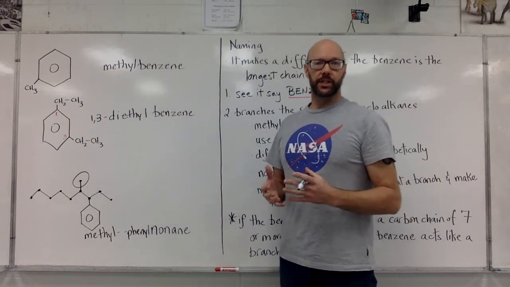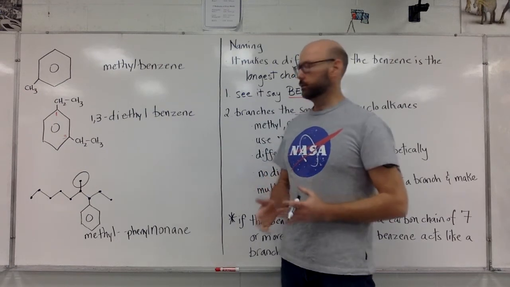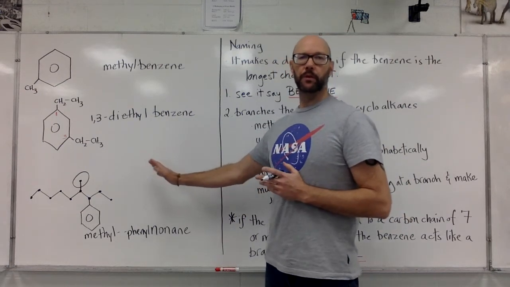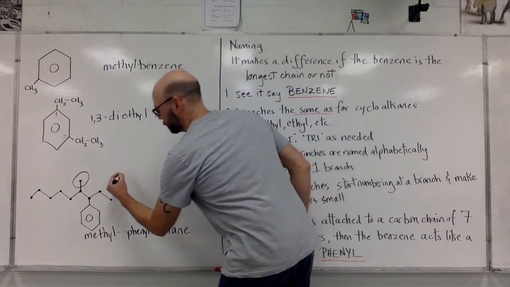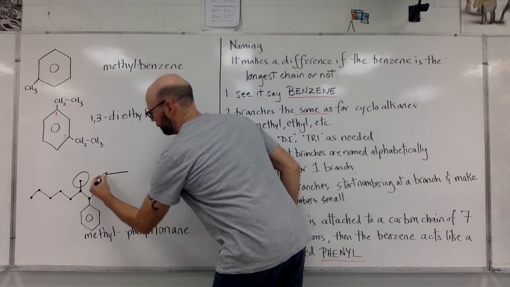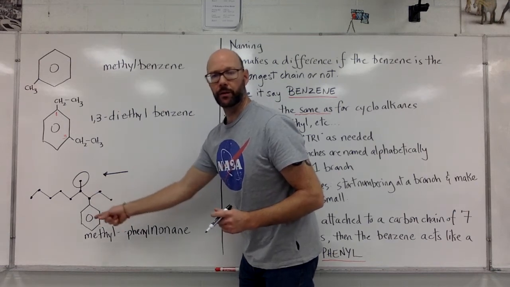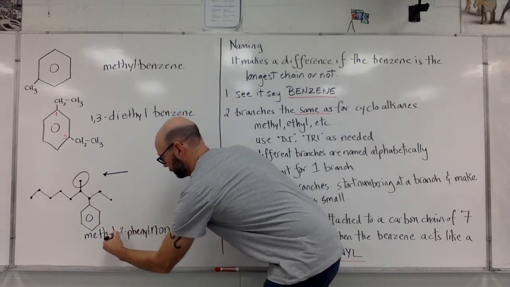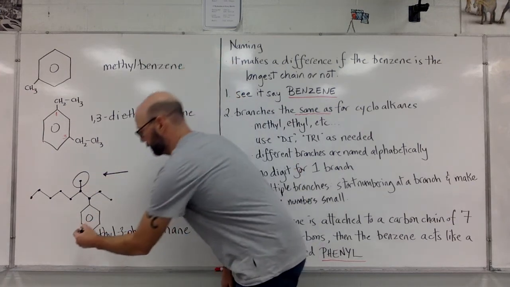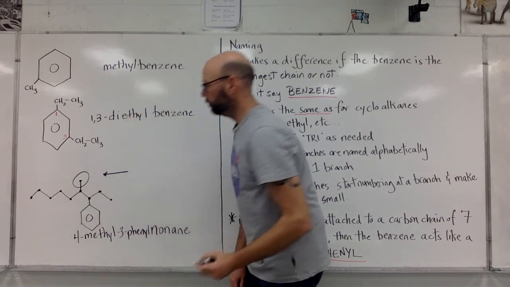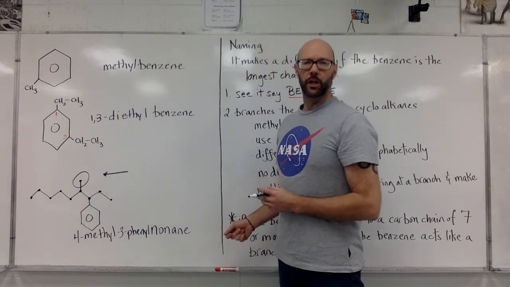We need to now use digits to show the location of the methyl and to show the location of the phenyl. It should stand out that both of these branches are closer to the right-hand side of this molecule, so we're going to count this direction. We have 1, 2, 3. On the 3rd carbon is where the phenyl is attached. 1, 2, 3. And the 4th carbon is where the methyl is. We end up with 4-methyl, 3-phenylnonane.